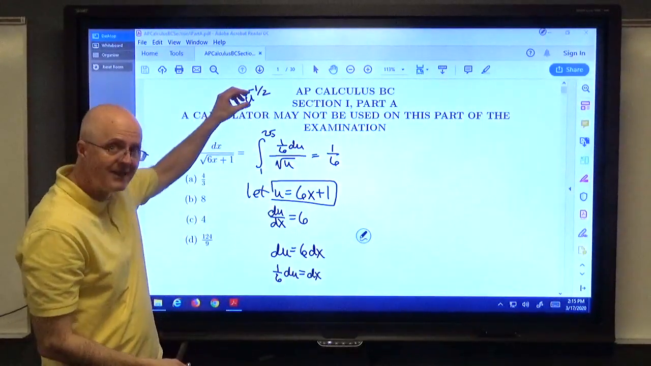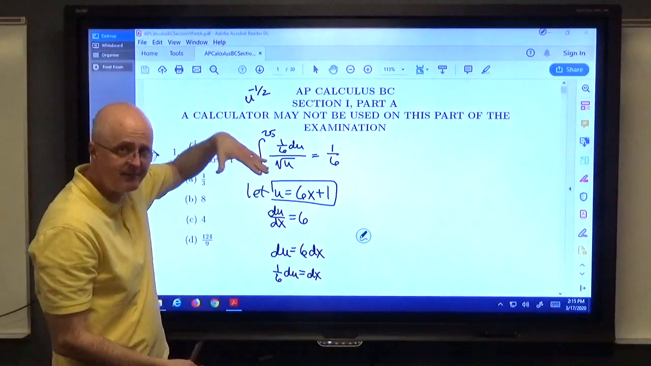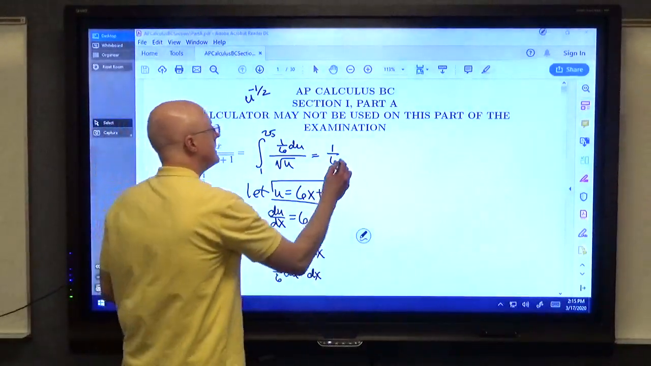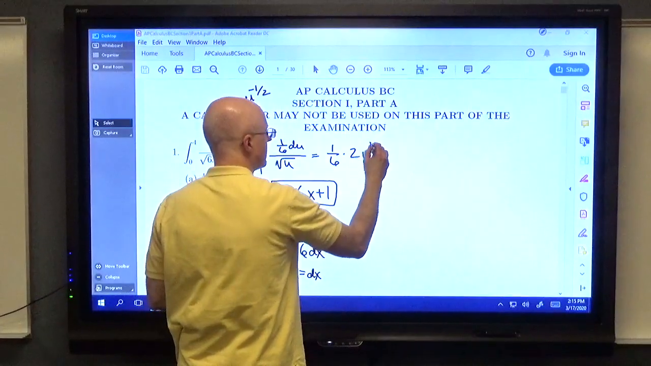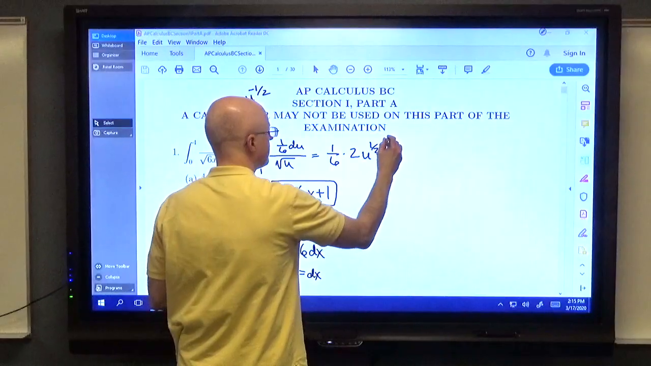So integrating that, you'd add 1 to the exponent, you get u to the positive 1/2, you divide by 1/2 as well, which is the same as multiplying by 2. So you get a times 2u to the positive 1/2, evaluated u going from 1 to 25.